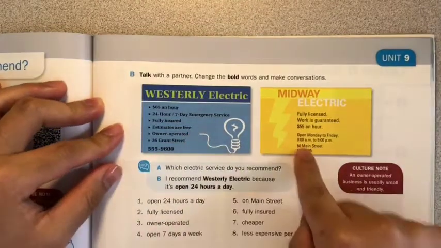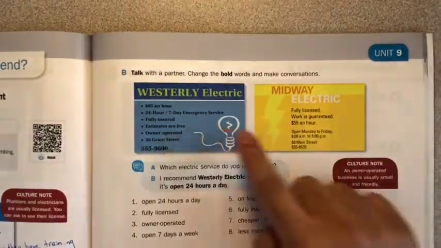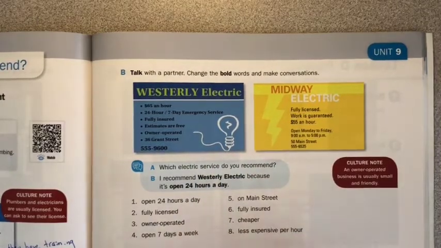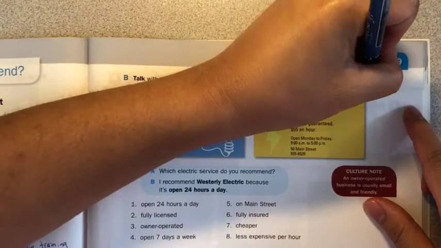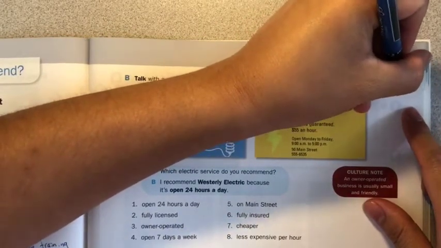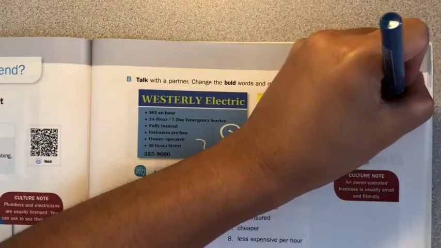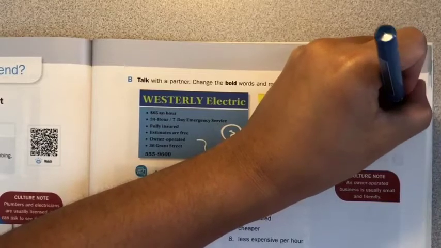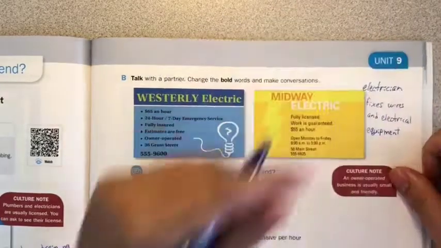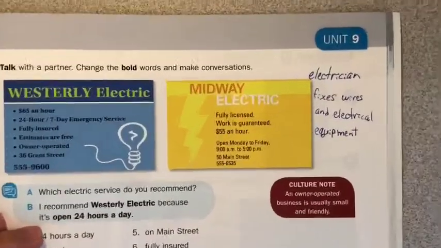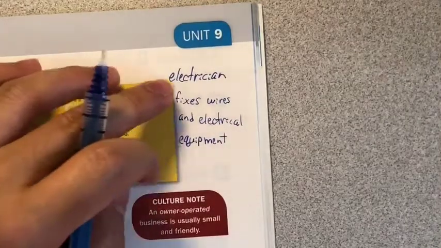Okay, on the next page, we are comparing 2 different electric services. So these are the ones who provide your electricity. These are 2 different electricity companies, or actually they are electricians. An electrician is someone who fixes electricity or fixes wires and electrical equipment. So they fix the electrical wires in your house. They fix the power outside, or maybe there's an appliance inside your house that's not working. Like maybe the fridge doesn't work. So you can call an electrician.